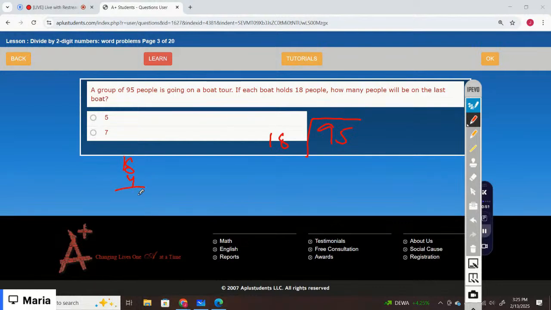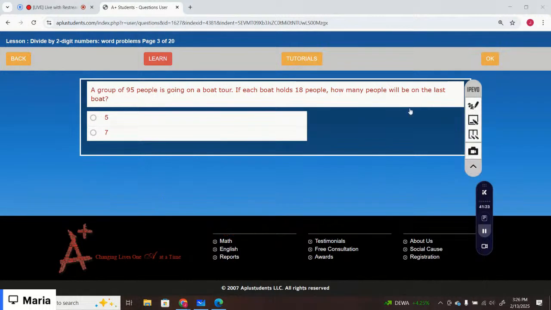18 times 4. 4 times 8 is 32. 6 times 8 is 48. 6 times 1 is 6 and 10. So we can go for 18 times 5. 5 times 8 is 40. 5 times 1 is 5 and 9. 18 times 5 is 90. So you have that in 5. You still have 5 people left. So for them, you have to do another boat. That is 5. The correct option is option number 1.